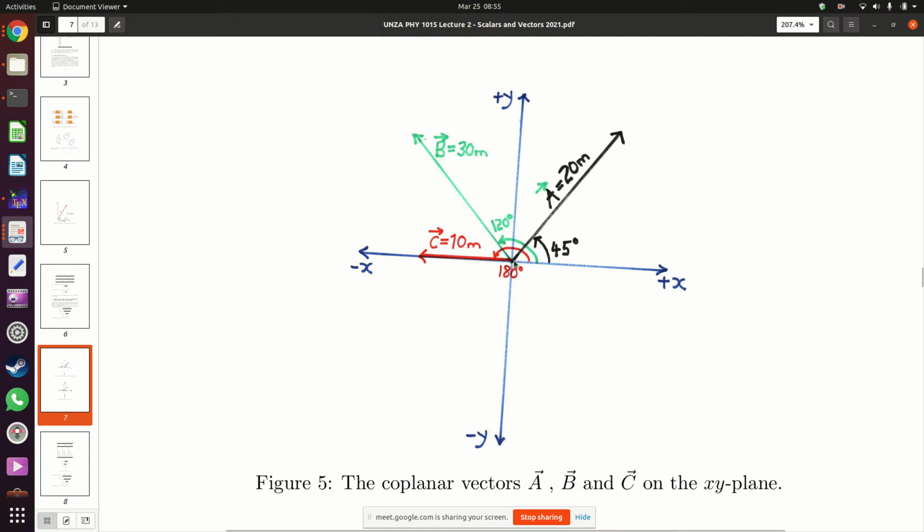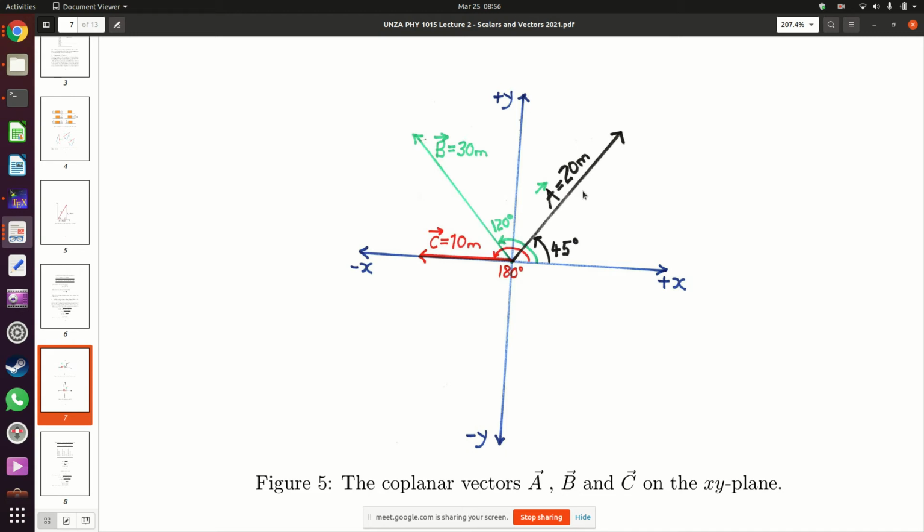As you can clearly see, this black line, this black vector, is my vector A. And on top of this line, I have put the name of the vector as A and the size of the vector, 20 meters. Then also from the positive x-axis, I show with this black angle here that the angle is 45 degrees. So all the information I need to portray a vector is there.